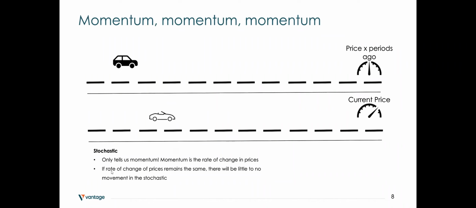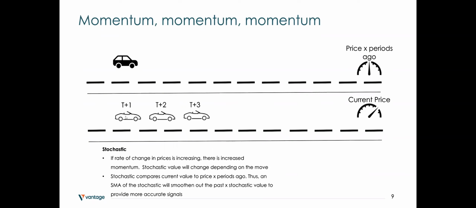Okay, and if the rate of change of price remains the same, that means if these two cars remain at the same speed, there's no rate of change, then your stochastic will show little or no movement. For your stochastic to actually move from, say, a lower value to a higher value, the rate of change has to increase or decrease to be reflected in your stochastic indicator. So it's very important that we're actually measuring momentum, not the direction of price.